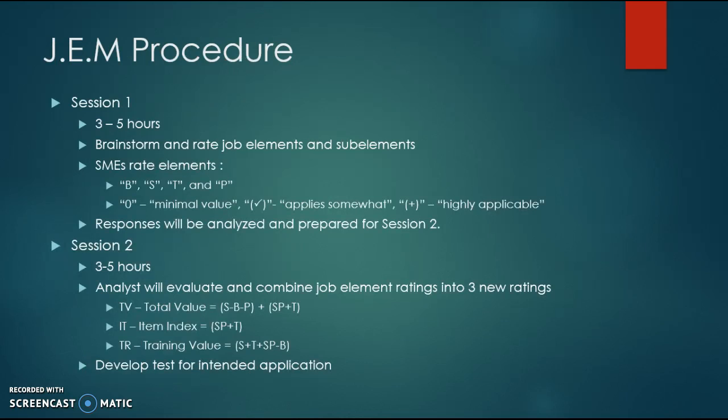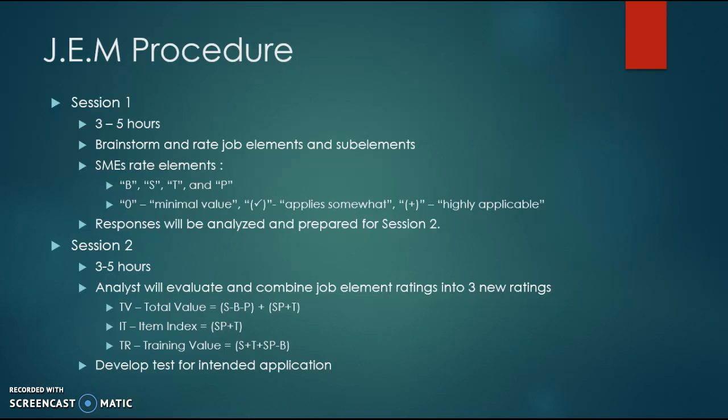The procedure for job element method analysis includes 2 sessions. Each session is approximately 3 to 5 hours long. In the first session, subject matter experts will brainstorm and rate job elements and sub-elements. They will then rate each of these elements based upon the previously mentioned rating scales. The first scale is the barely acceptable scale, which requires a judgment to be made as to whether barely acceptable workers must possess an element to do the job.